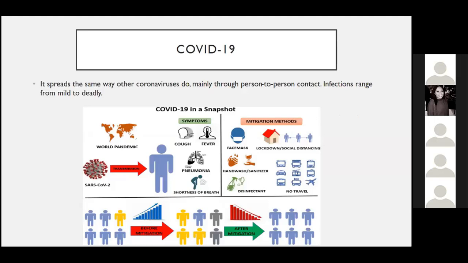plastic and steel for up to 72 hours, which is why mitigation methods were important to introduce, such as wearing of face masks, lockdowns in other countries, and social distancing. We see that before mitigation, the transmission of the virus was spreading at a higher rate, but with the introduction of mitigation methods, there has been a decline in transmission rates.